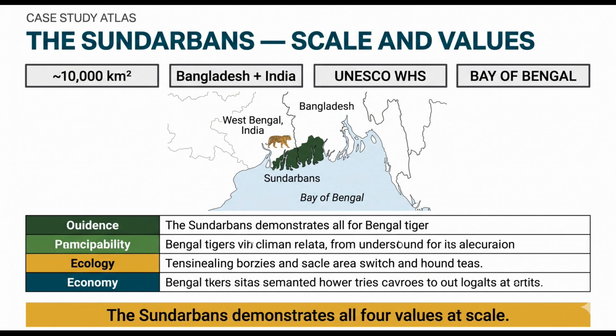For carbon, the Sundarbans stores an estimated 110 to 135 tons of carbon per hectare, significantly above the average for tropical mangroves. This is a UNESCO World Heritage Site on the Indian side, since 1987, and a Ramsar site.